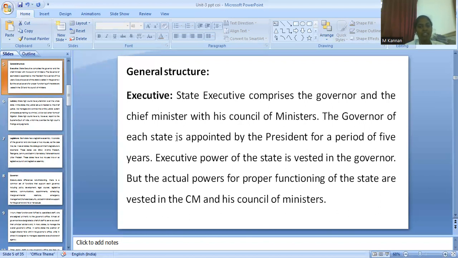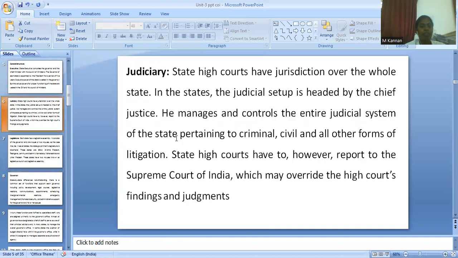The governor of each state is appointed by the president for a period of 5 years. Executive power of the state is vested in the governor, but the actual powers for the proper functioning of the state are vested in the CM and his council of ministers.